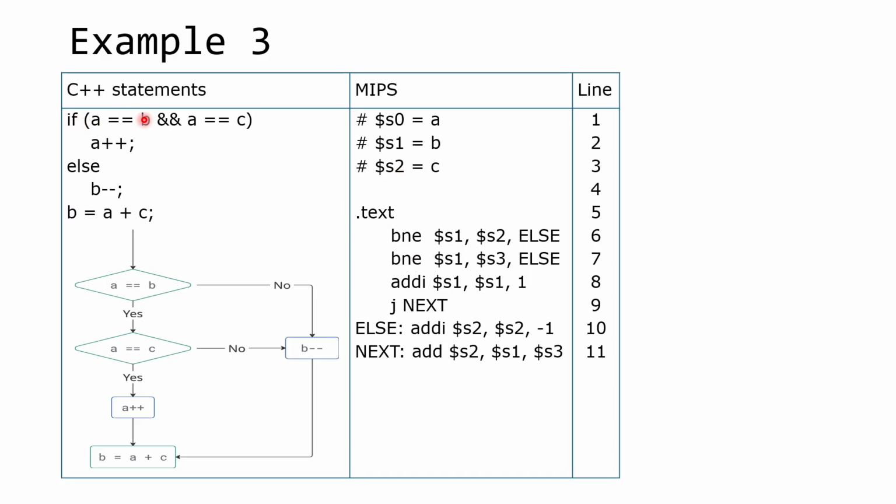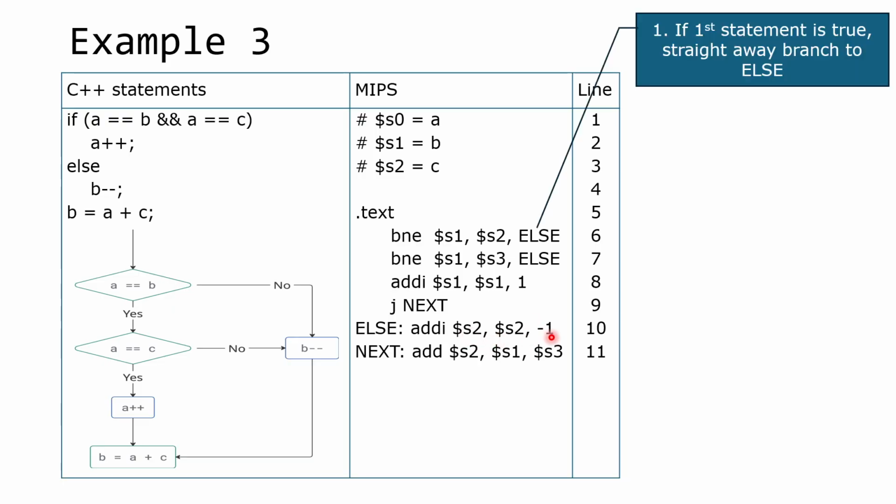Okay, for the first statement, A is equal to B, we use the opposite, branch not equal S1 and S2. Okay, so if this first statement is true, means they are not equal, which they need to go to the else statement, right? So we jump to else. Okay, and they would execute ADDI S2, S2, 1. Okay, so if first statement is true, straight away branch to else.